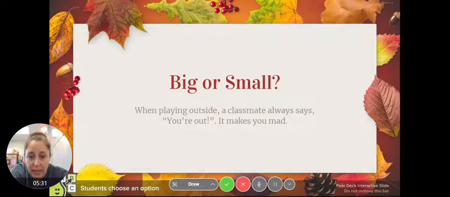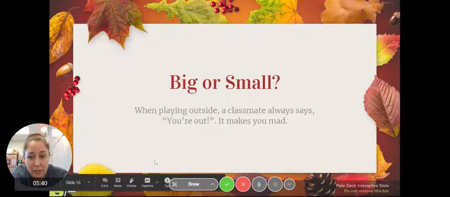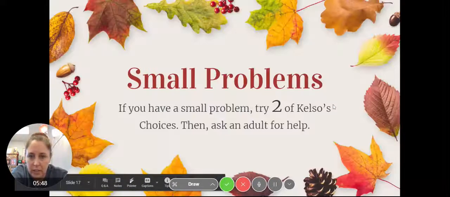When you're playing outside, a classmate always says, "You're out," and it makes you mad. Big problem or small problem? Small problem, unless you feel like it's bullying. If it continues to go like that every day to the same person, then it's a problem that an adult needs to get involved.